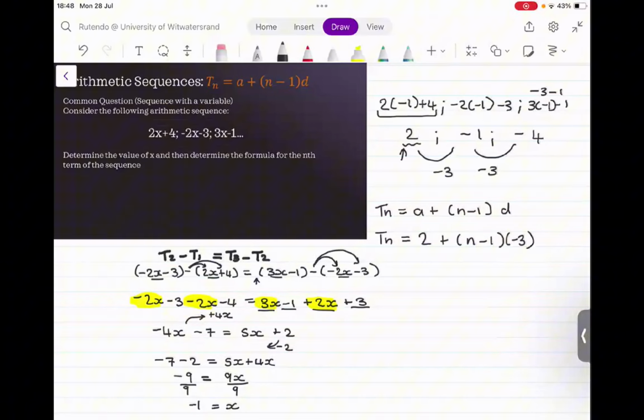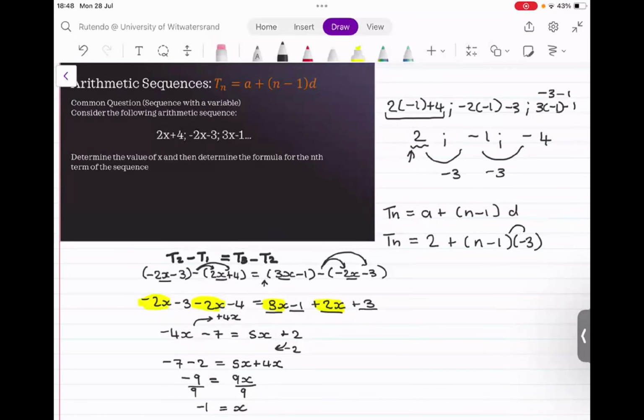Okay, and so now I'm going to factor this minus 3 into both of those. So I'll have Tn is equal to 2 minus 3n plus 3. And so my Tn, my final formula, is minus 3n plus 5. Okay, did that make sense to everyone? We good?